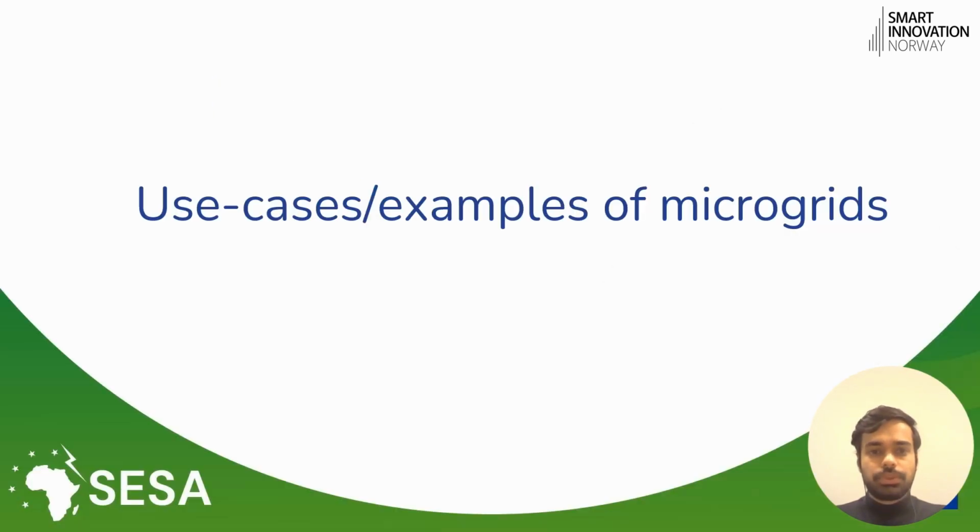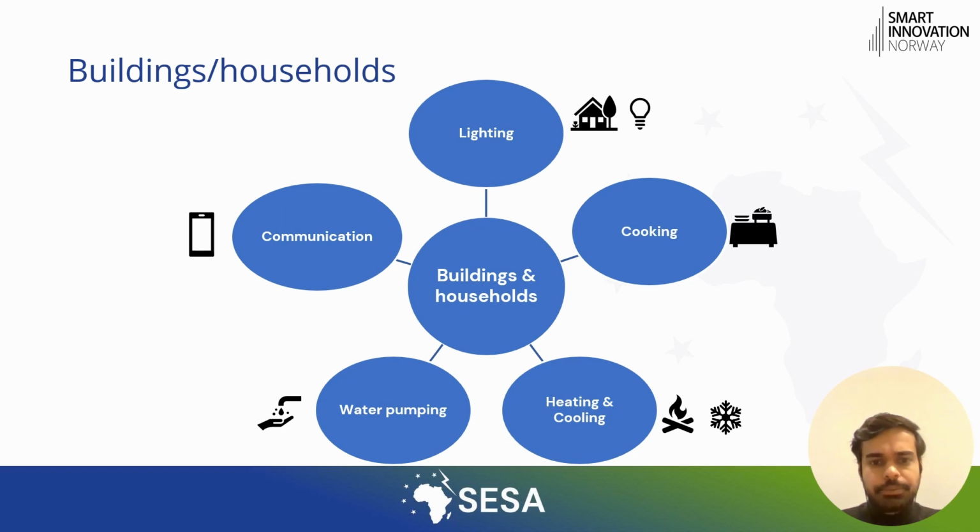Next, we'll go through some of the use cases or examples where microgrids have important applications. First is buildings and households, where microgrids can play a significant role in improving the quality of life in rural areas by providing reliable and sustainable energy to buildings and households. Here are some use cases and examples for rural microgrids in buildings and households, where first is lighting, power for lighting in homes and community buildings, improving safety and extending the hours of productivity.